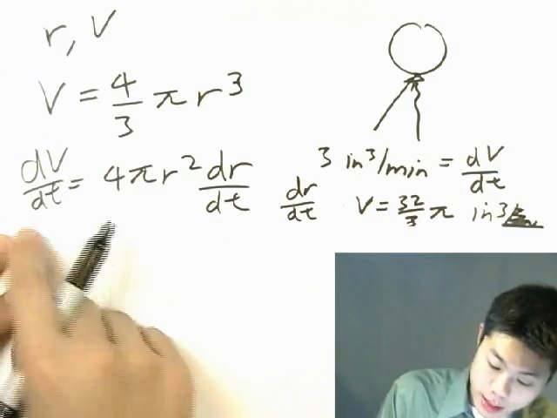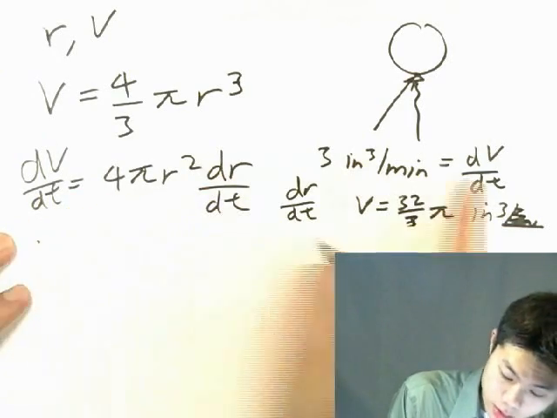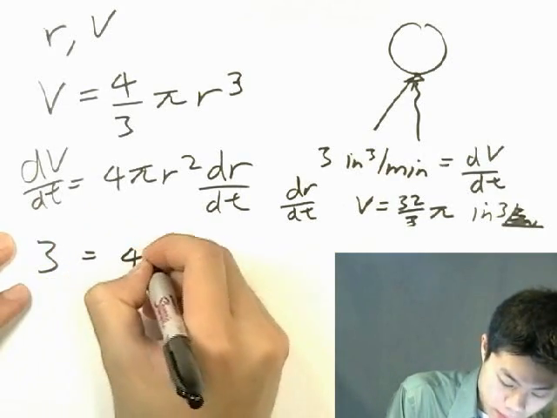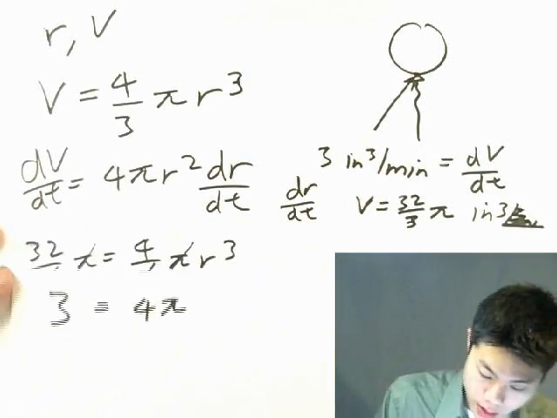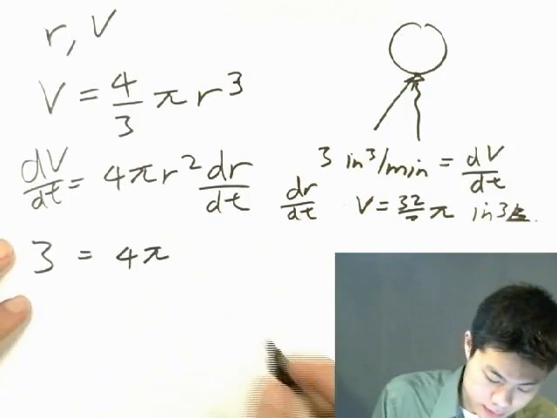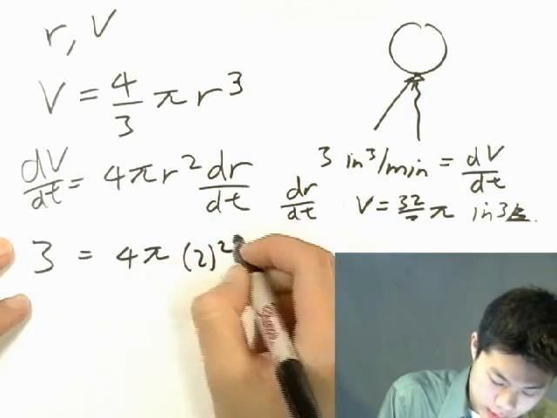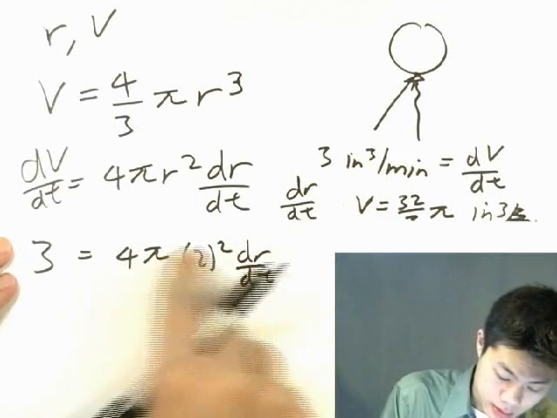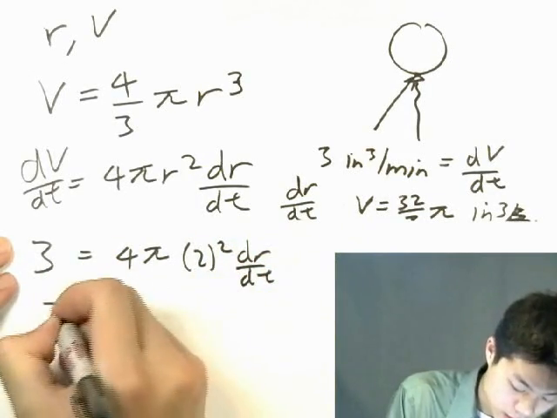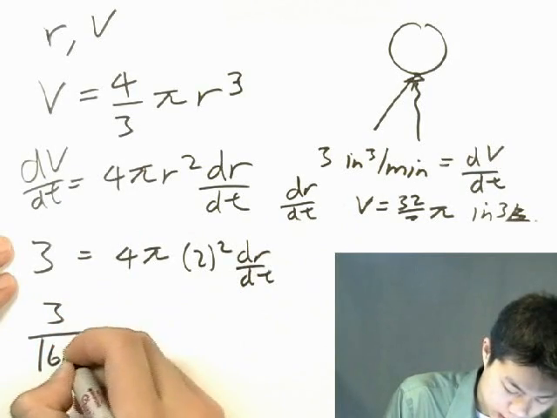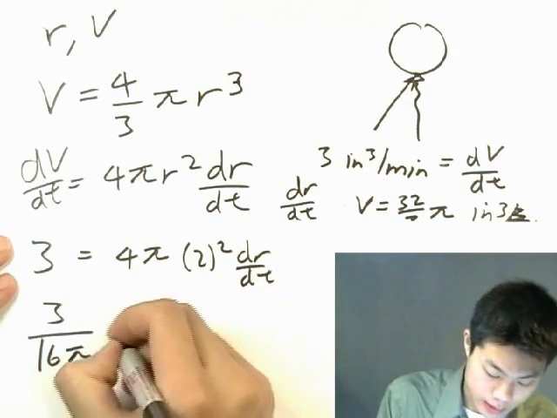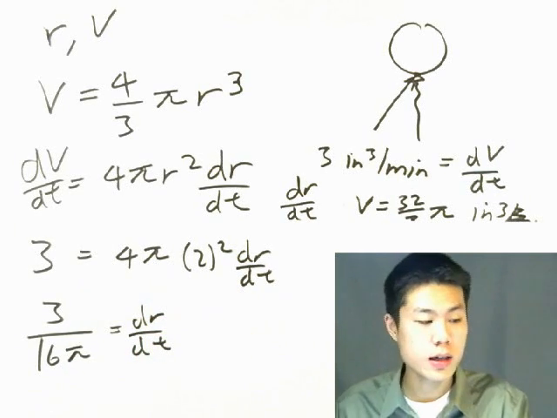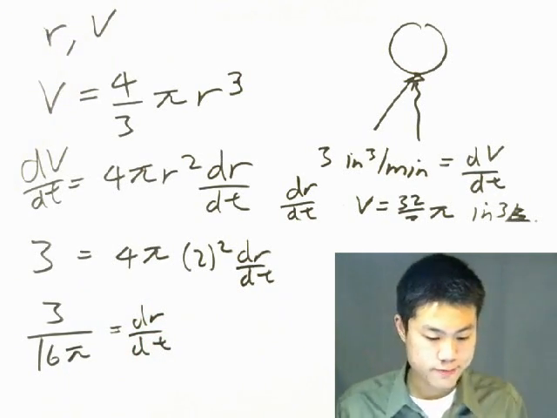Alright, so we know the volume. dv over dt is 3. 4 pi r, we know r is 2, so 2 squared times dr over dt, so this is going to be 16 pi dr over dt. Bring it over: 3 over 16 pi is going to be the rate at which the radius changes.